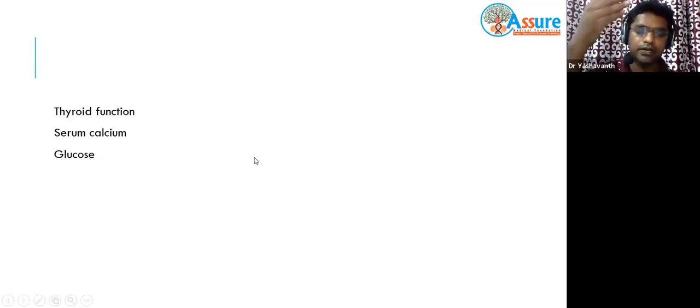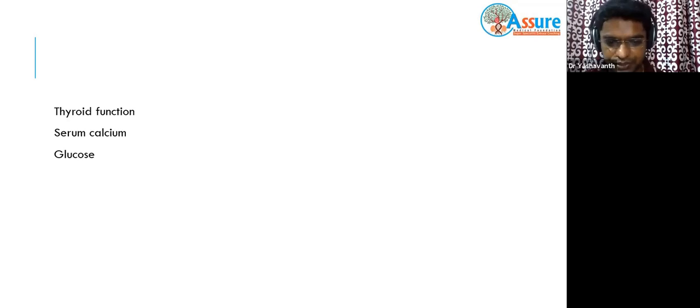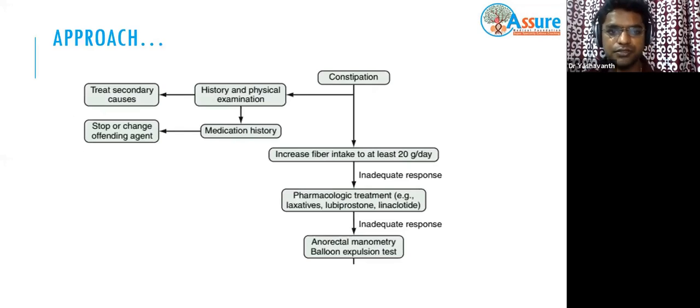I'm not giving the full detail of all the investigations you need to do to rule out secondary causes, because you doctors are better physicians than me at this point. The basic things, only three things which need to be done, are thyroid, serum calcium, and glucose for all patients. Other things, depending on what you suspect, you can do as extra investigation.